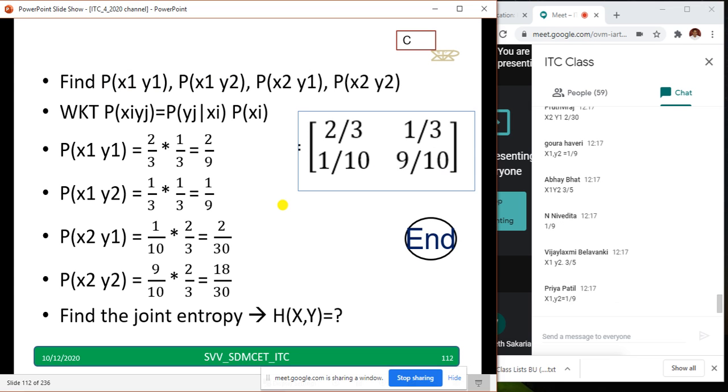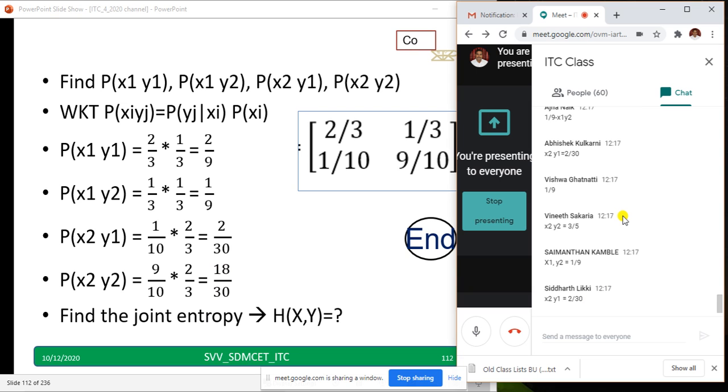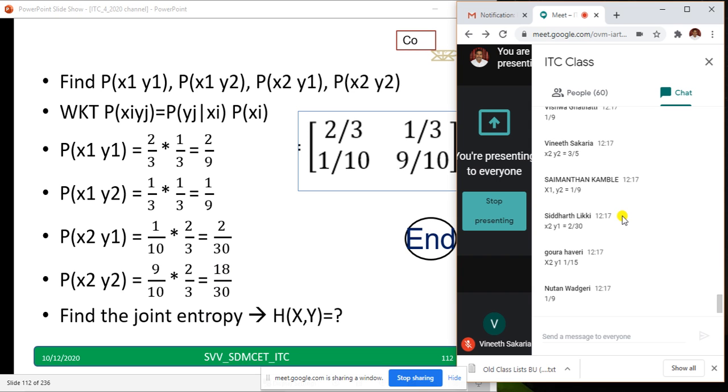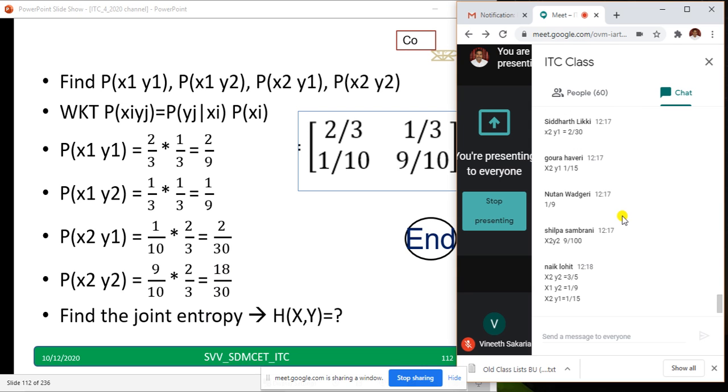x1 y2, Vijayalakshmi, 3 by 5. x1 y2, 3 by 5. Check. Somebody is getting a different answer, please check it. x2 y2 3 by 5. Okay, correct. I kept it as it is, so simply you can write down 3 by 5, also correct. Nutan, Gaura, Siddharth, Simanthan and Shilpa got 9 by 100 for x2 y2. Abhishek Kulkarni 3 by 5.